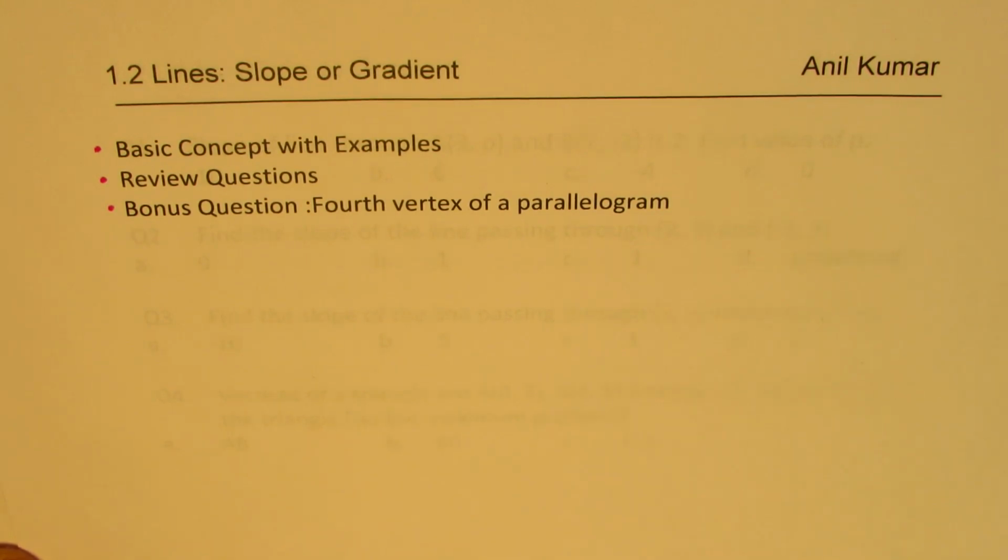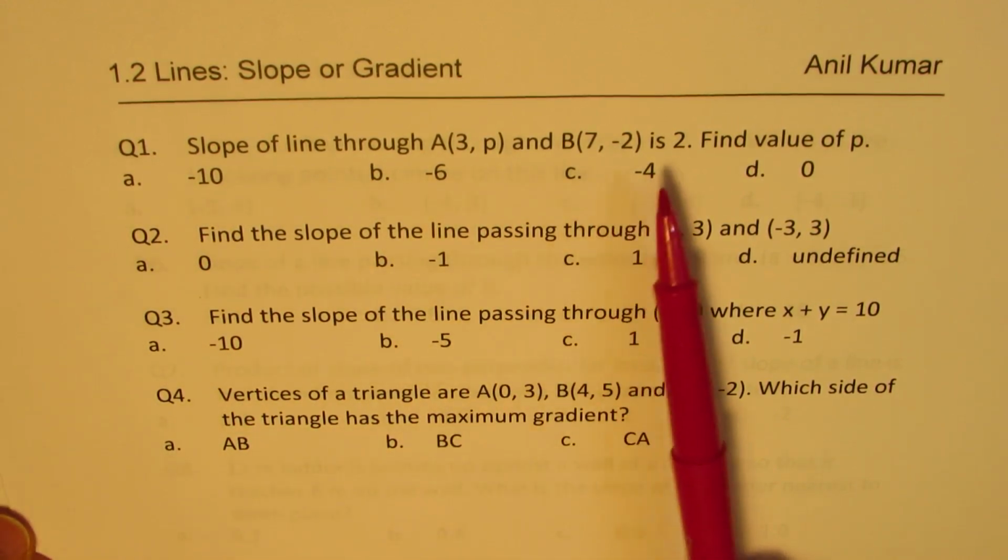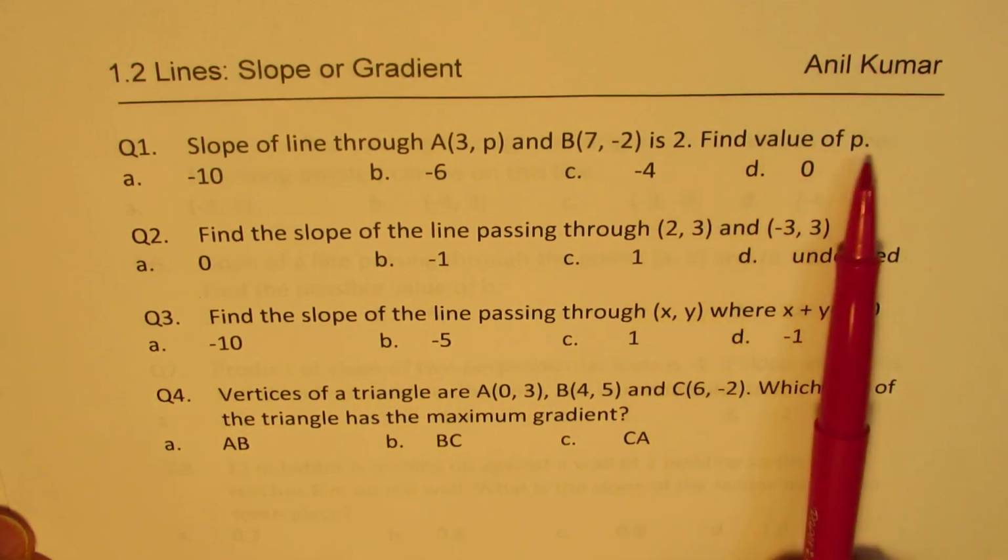Let me first share with you the review questions and the bonus question, so that when I am explaining the basic concept, you should understand what we are targeting for. Perfect? Okay, so here are the first 4 questions. We are saying that the slope of a line through these 2 points is 2. Find the value of P.